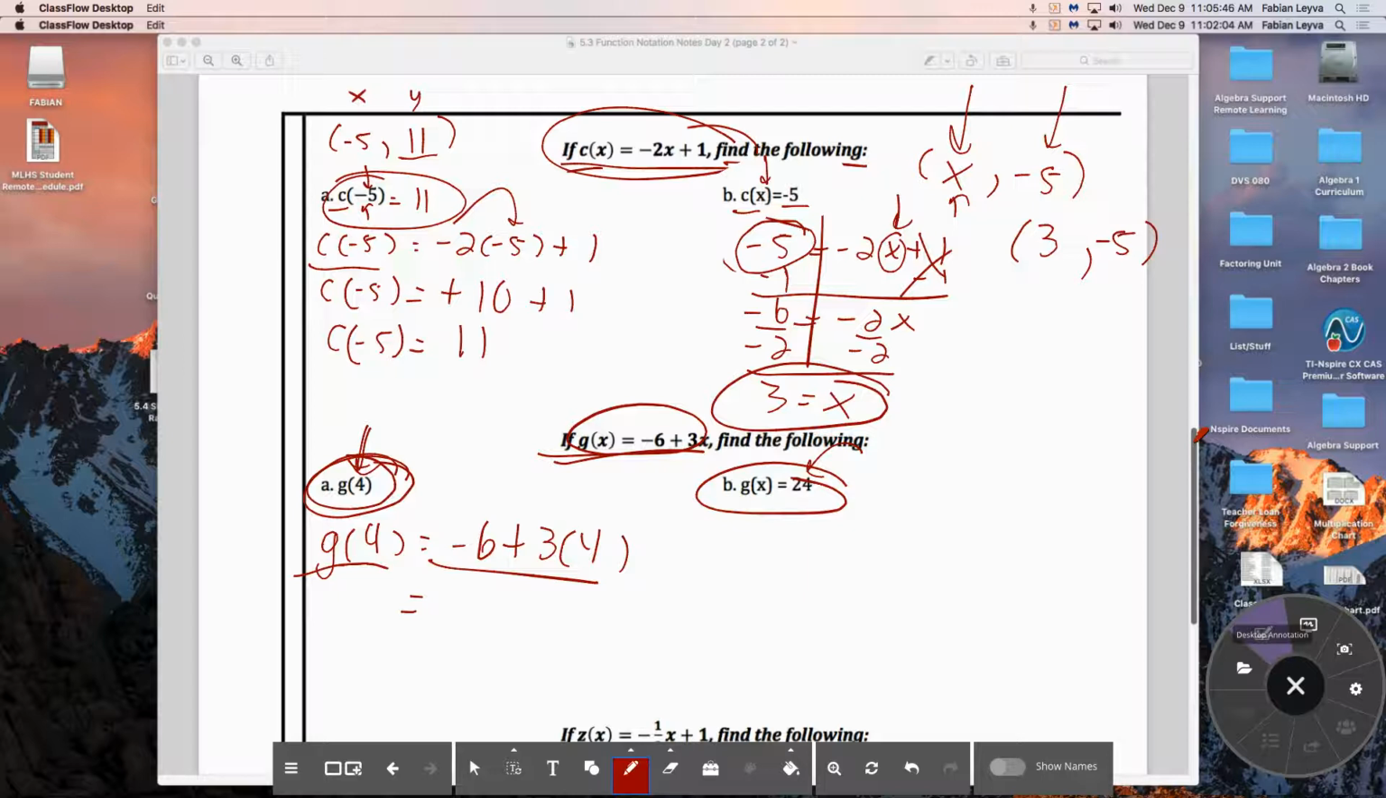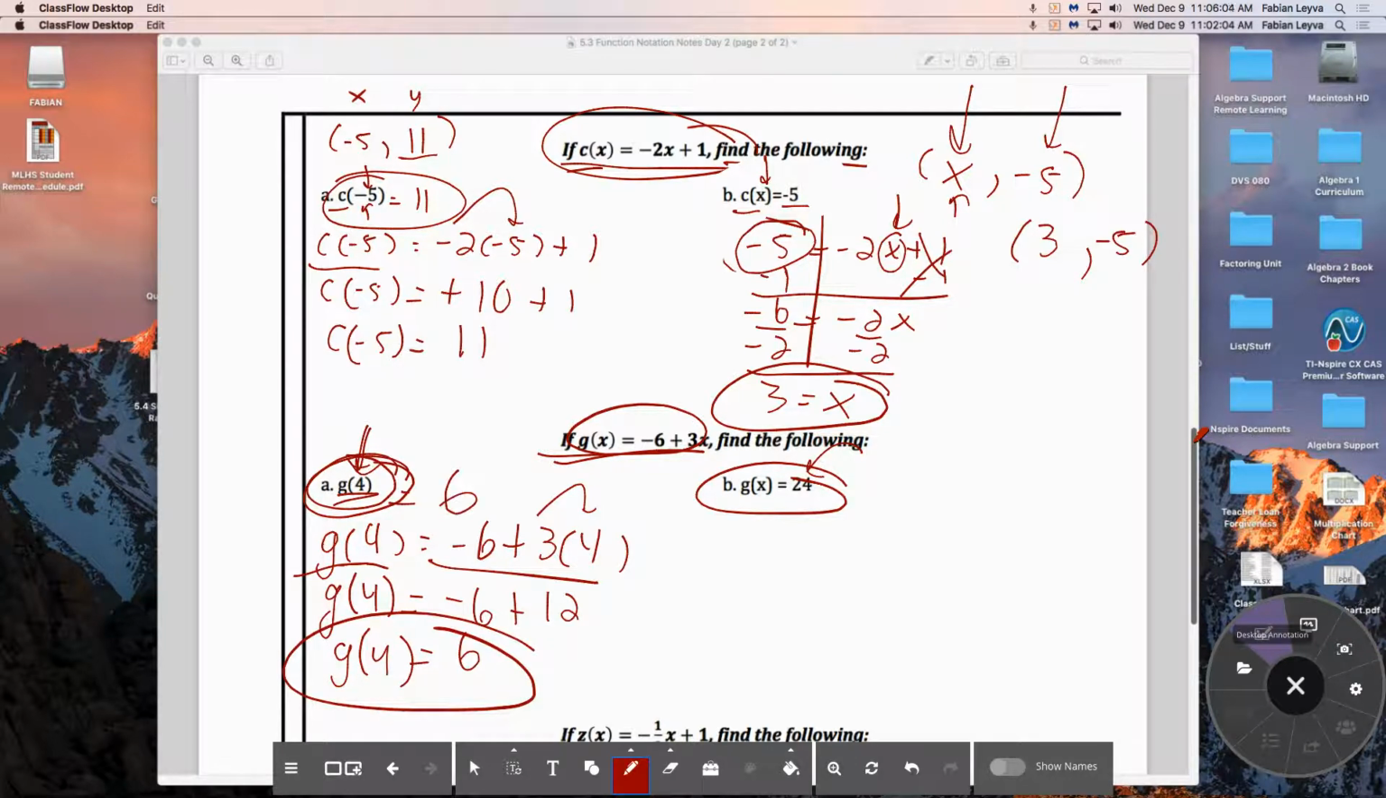Using PEMDAS, there's no work inside the parentheses, no exponents, but there is multiplication. So I end up with negative 6. 3 times 4 is a positive 12. Adding those up, because that's the only operation left, would be a positive 6. So g of 4 is equal to a positive 6. You have now found what that equals. That equals a positive 6.